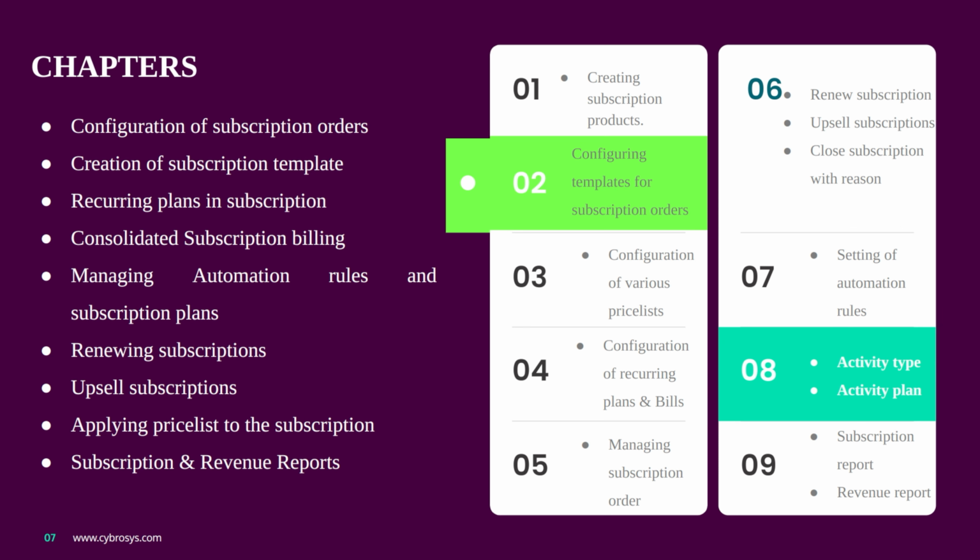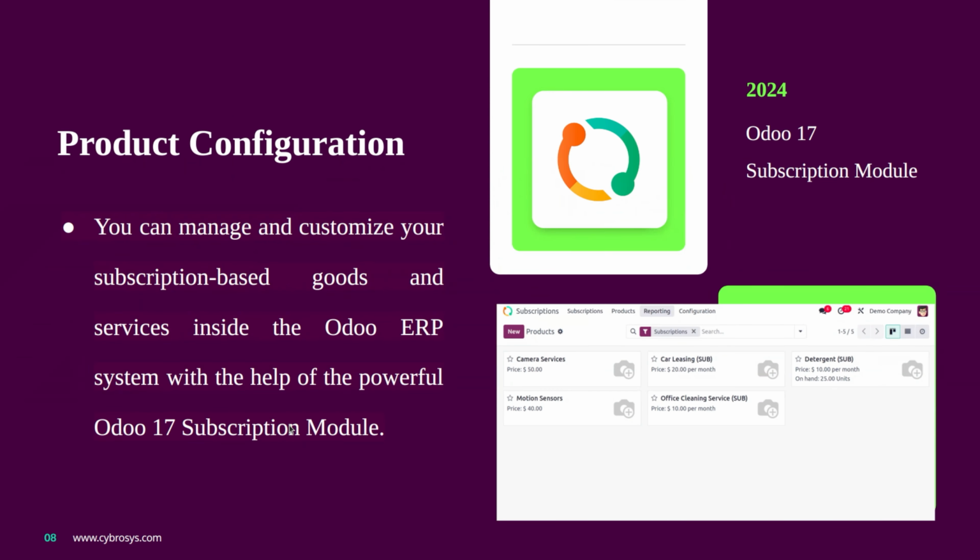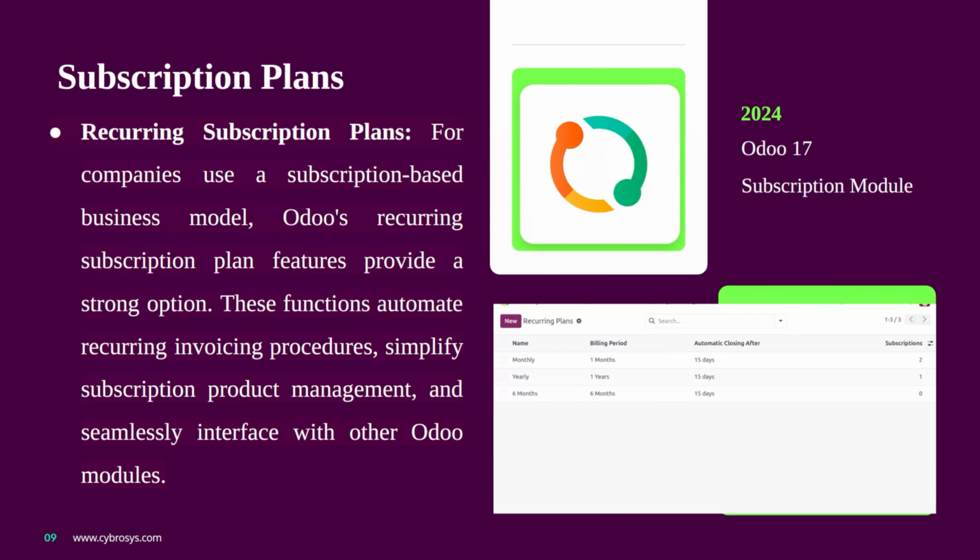And at last, we have the subscription reports and the revenue reports. The subscription reports provide a detailed report of the subscription orders, and the revenue reports provide monthly revenue reports, annual revenue reports, etc. And it also provides a detailed revenue report of the subscription orders. Next is the product configuration option. We can configure subscription products in Odoo and we can use these configured subscription products for our subscription orders.